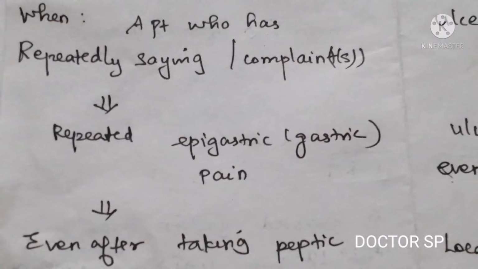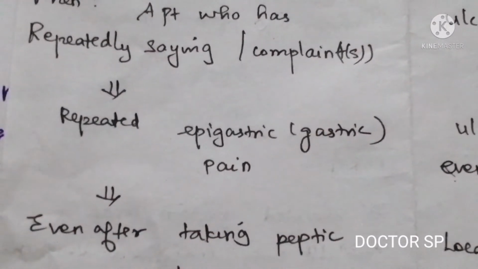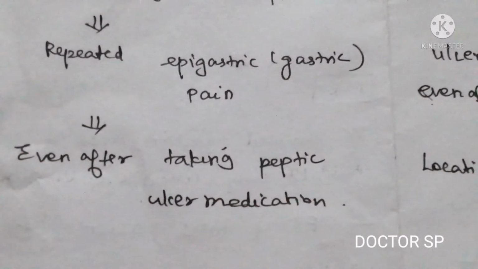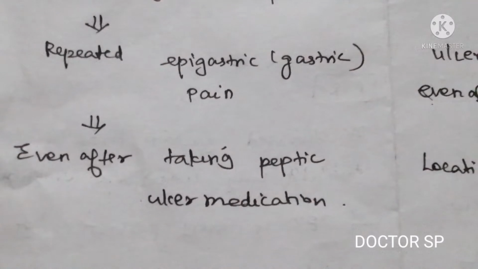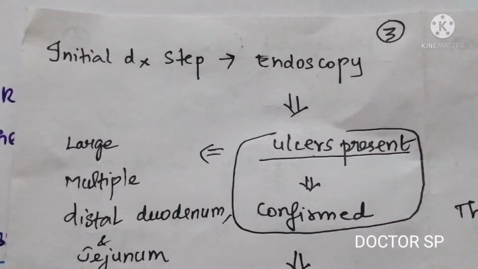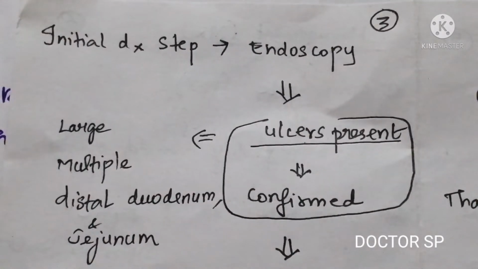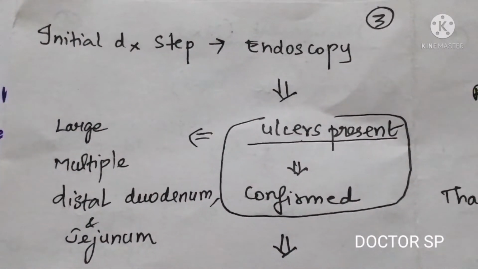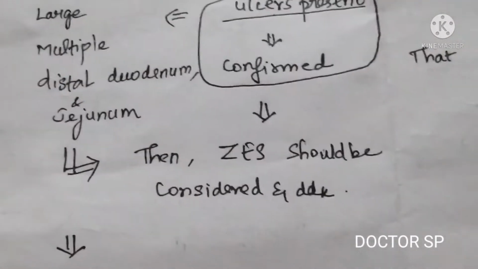Okay, so when a patient is complaining that he has recurrent epigastric pain, even after taking peptic ulcer medication, or complete H. pylori eradication, or after PPI treatment, the next initial step is endoscopy. During endoscopy, we can observe the ulcers present.